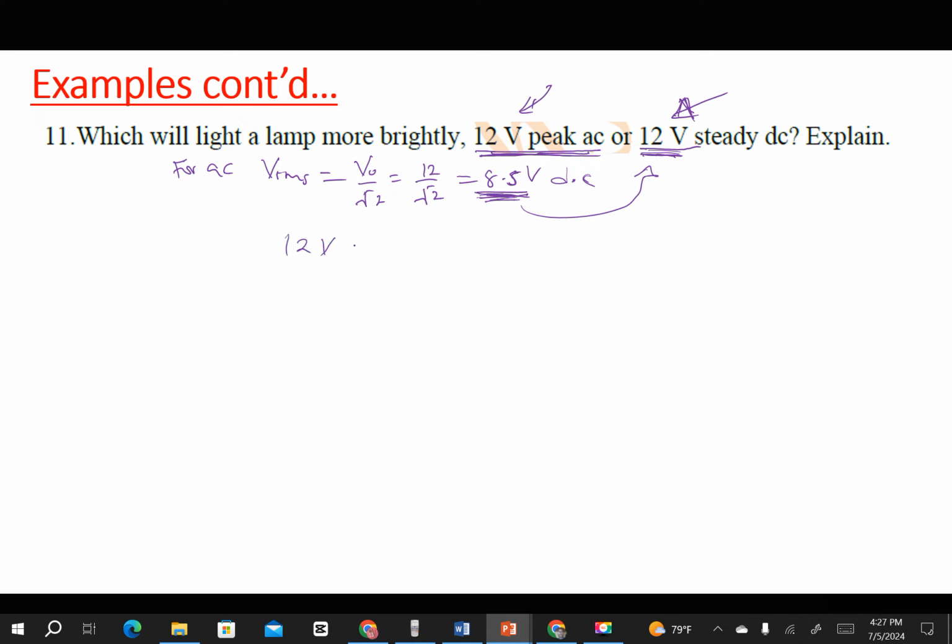12 volts steady DC will light more brightly. So the 12 volts steady DC will light more brightly. Okay.